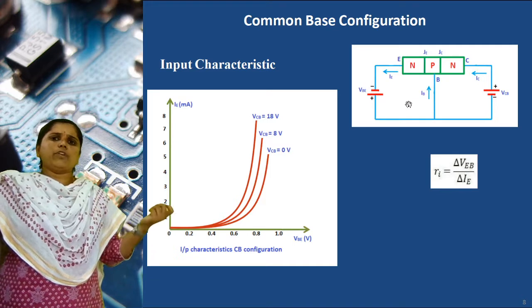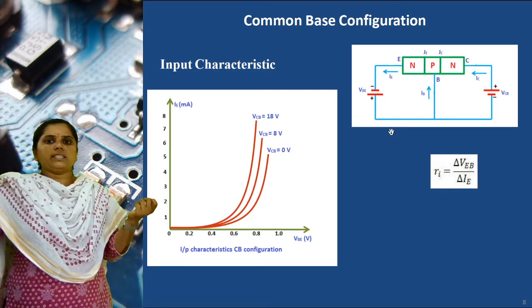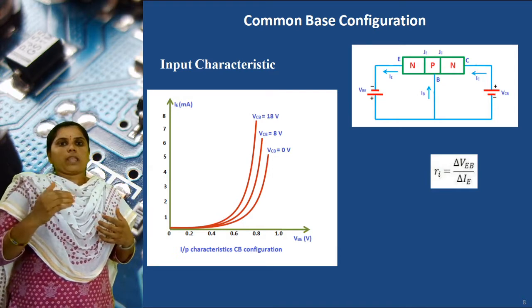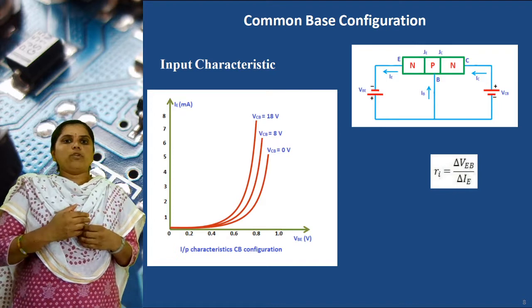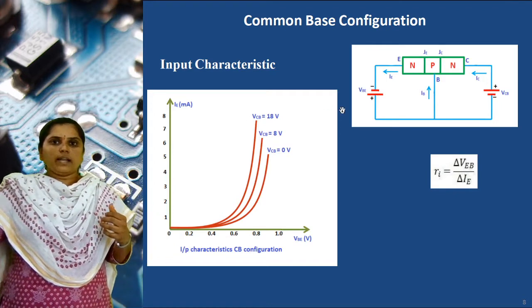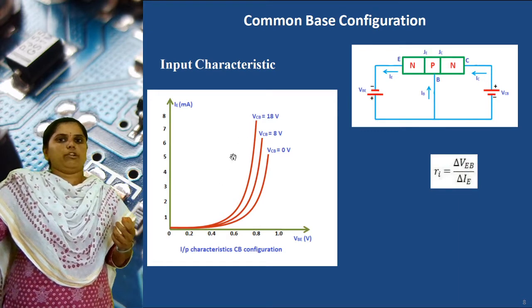What happened in the forward bias characteristics of a diode? In the forward bias characteristics of a diode, when we are increasing the voltage, the current is also increased here. So see here, it is like the forward bias characteristics of a PN junction diode.